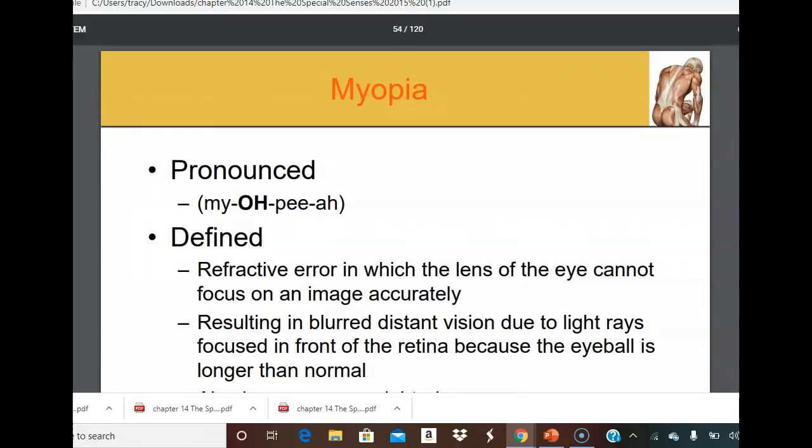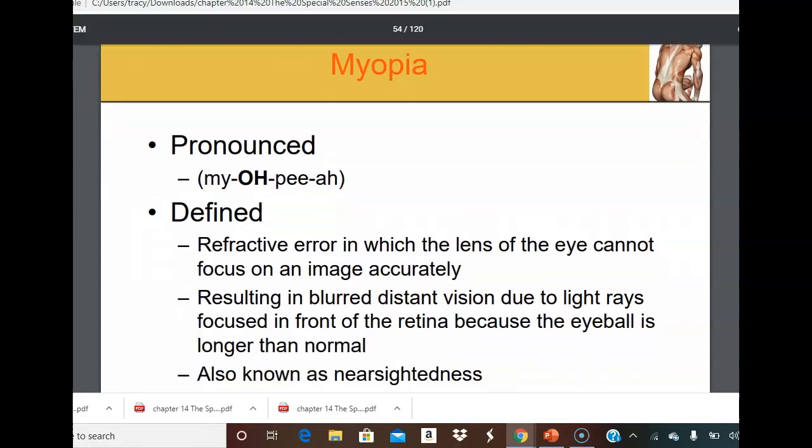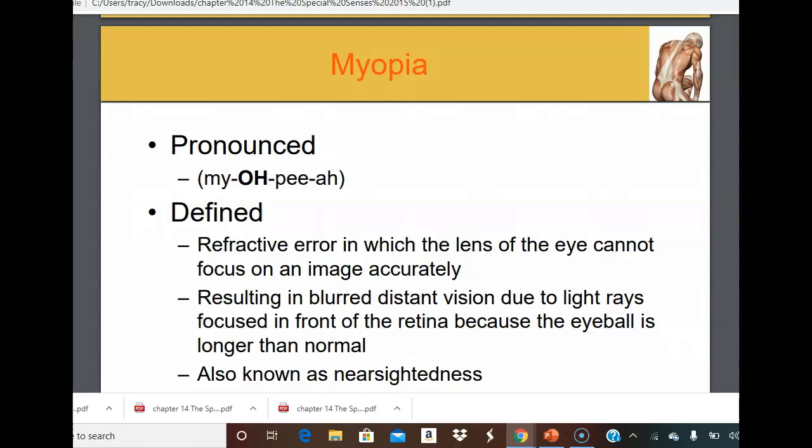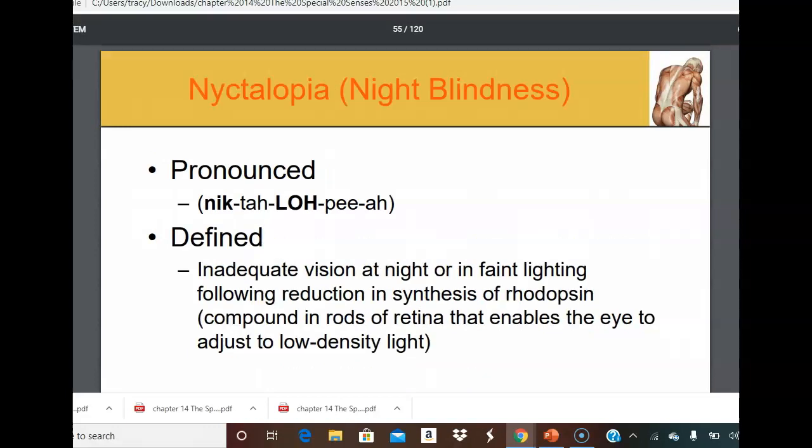Here's our other flip side refractive error, myopia. Myopia is the opposite of hyperopia because it's referring to close vision. This is where refractive errors in the lens can't focus accurately on images that are distant. So our focal point winds up being in front of the retina as opposed to behind. We can see things close up, but we can't see things that are far away. Myopia is also referred to as nearsightedness.